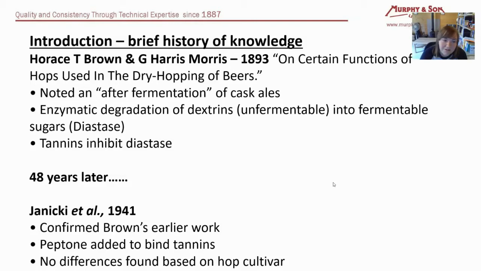So strangely enough, 48 years later, it was Yannick et al. in 1941 that confirmed this earlier work. They looked at peptone to bind the tannins, and they didn't find any differences based upon hop cultivar. So again, it's also quite strange that it took almost the same amount of time again. It's only been in the late 2000s that people are really looking into this research again. If you're interested in it, I can suggest that you look at Tom Shellhammer's group at Oregon State University. They do a lot of work on this.